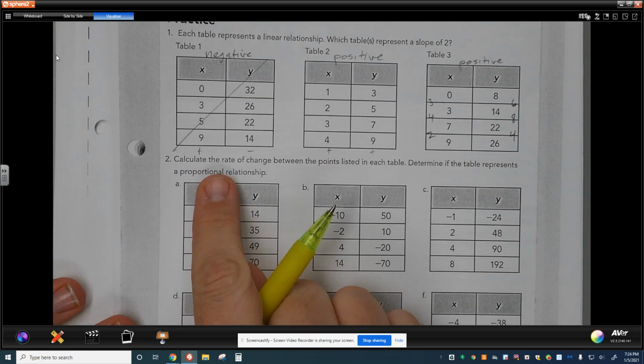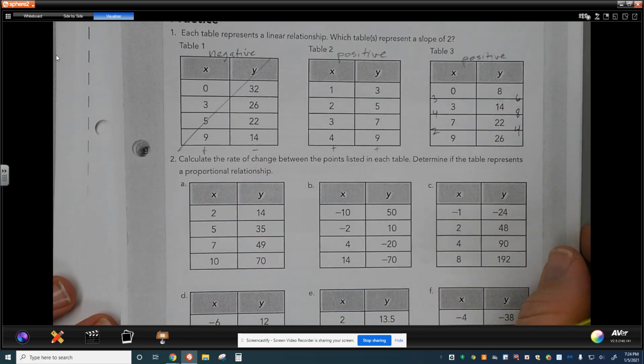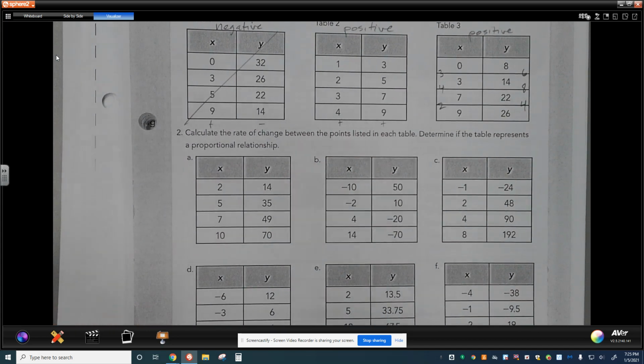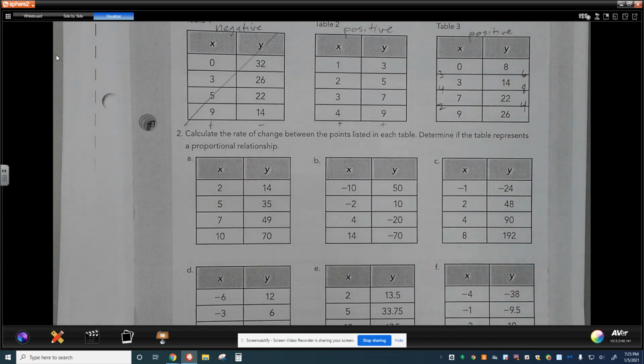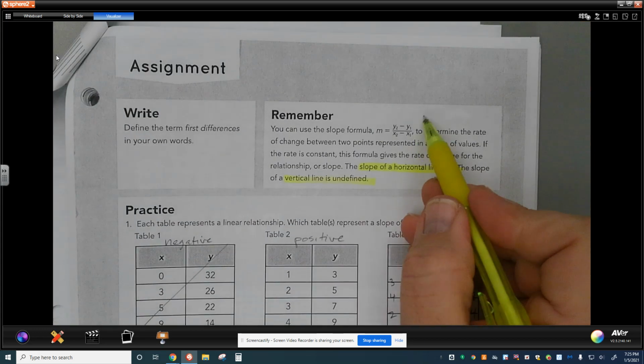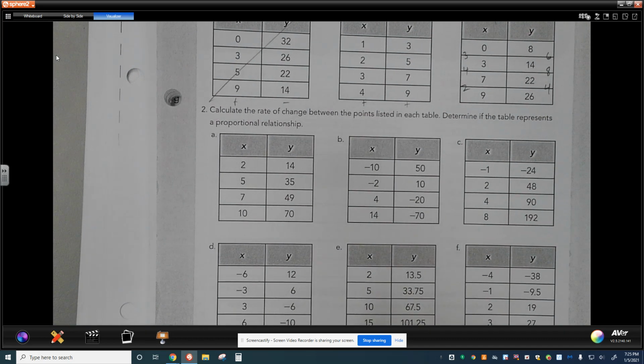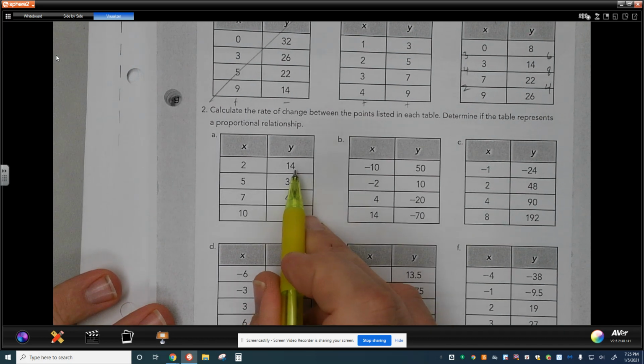Looking at number 2, you're supposed to calculate the rate of change between the points listed in each table and determine if the table is proportional. I don't care how you do this. They're suggesting that we want to use the slope formula for this one. I find the slope formula to take a lot of time. However, we can do that slope formula within the table.